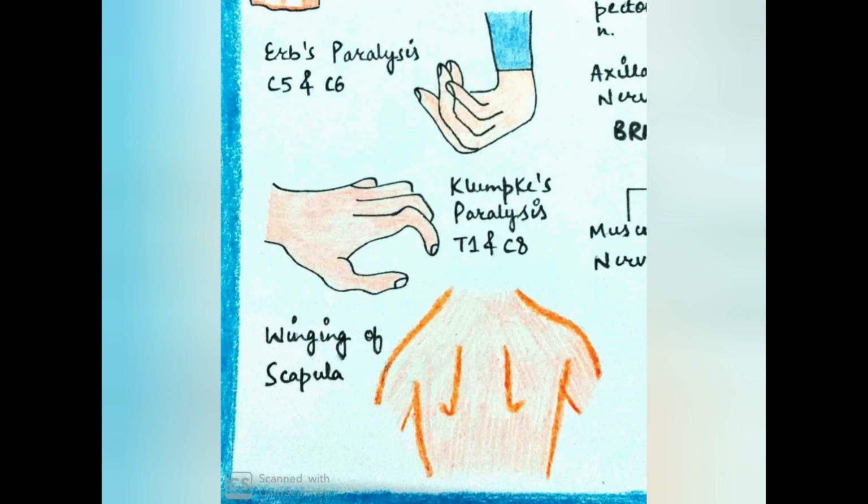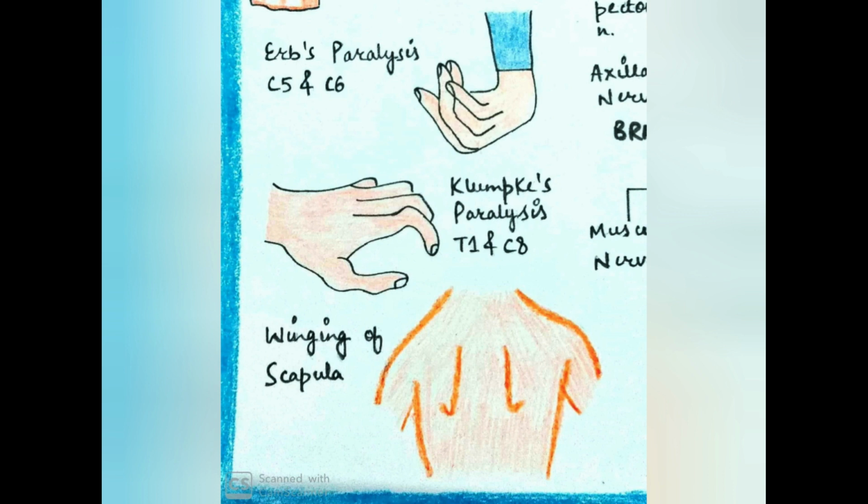The movements that are lost here are abduction and lateral rotation of the arm at the shoulder joint, flexion and supination of the forearm, biceps and supinator jerks, and sensations are lost over a small area over the lower part of the deltoid. Second one is the Klumpke's paralysis. It involves the lower trunk of the brachial plexus. The nerve roots involved here are mainly T1 and partly C8.